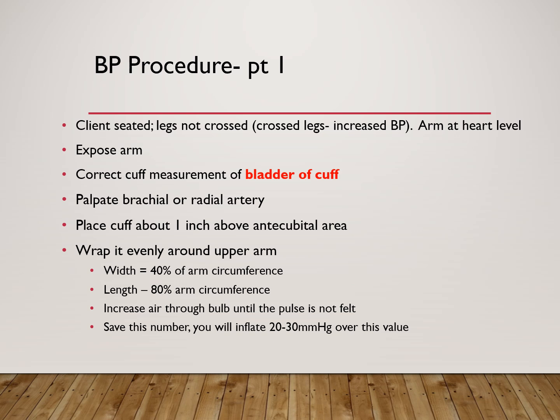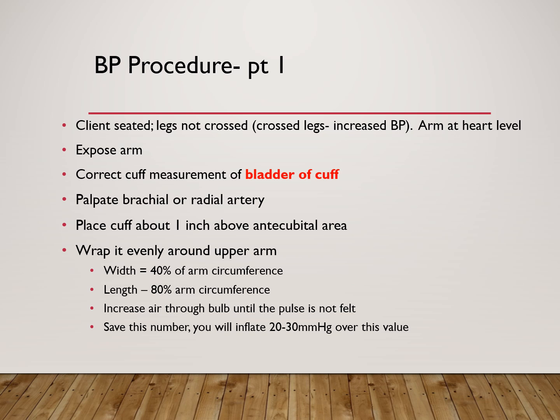In the blood pressure procedure, part 1, you're going to have the client sit with the legs not crossed, because we know that can increase the blood pressure, and the arm at heart level. You're going to expose the arm, and be aware we're going to measure this cuff around this arm. You're going to palpate the brachial artery or the radial artery, utilizing the radial artery in your procedure for your checkoff. You're going to place the cuff about 1 inch above the antecubital area.